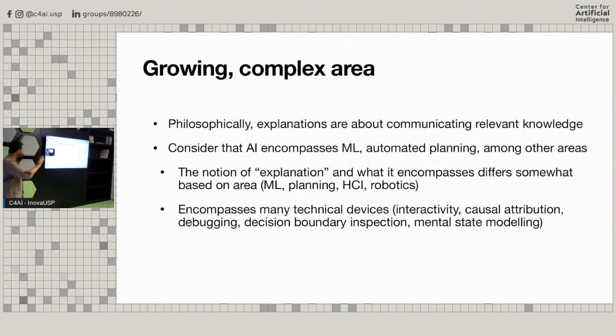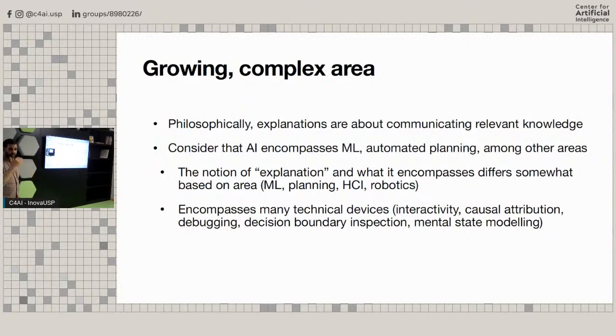So as a consequence of this broad definition of explanation, it encompasses many different technical devices. There's interactivity, there's causal attribution. So an explanation as to why the glass fell on the floor when I pushed it is a causal attribution, because I pushed it. There is also debugging, right? An explanation could tell you why something went wrong.